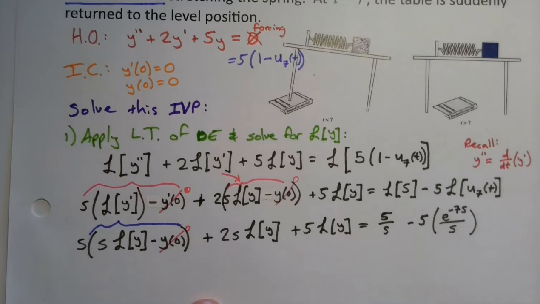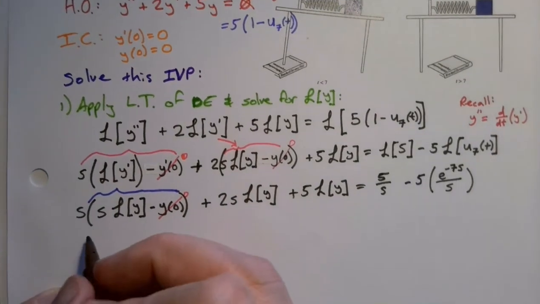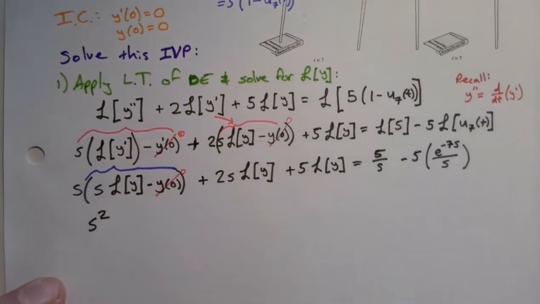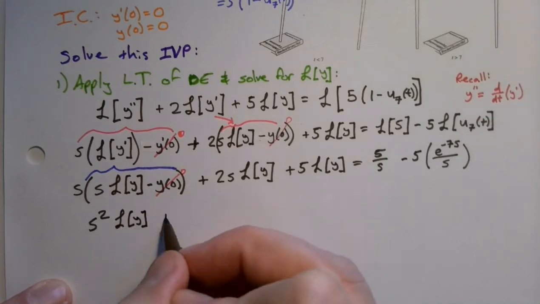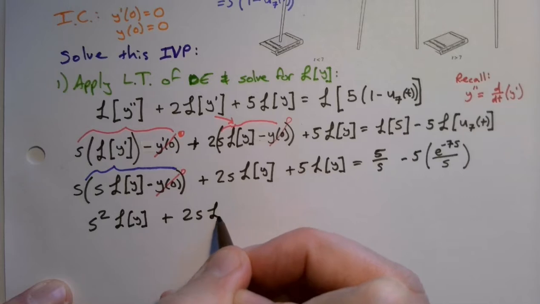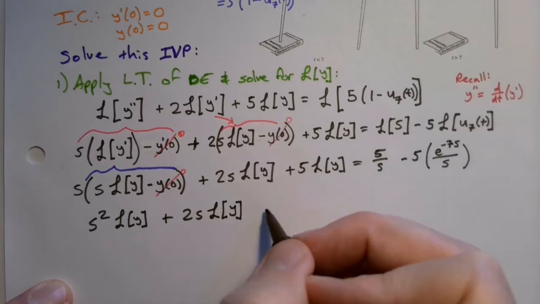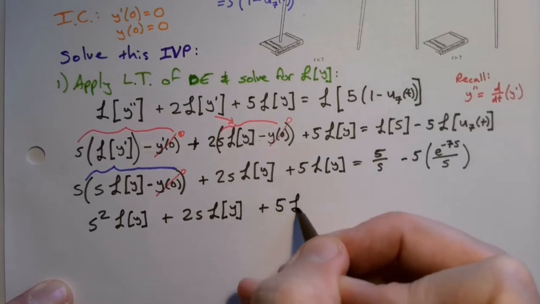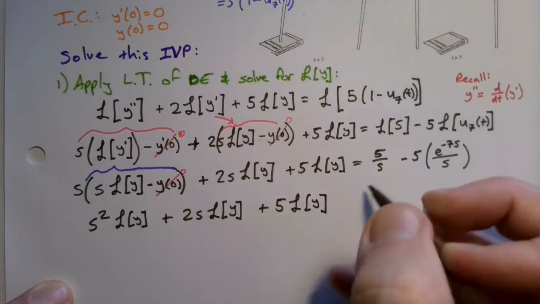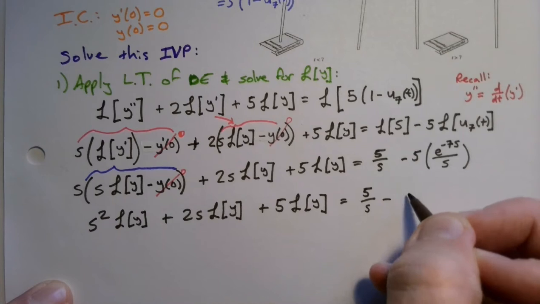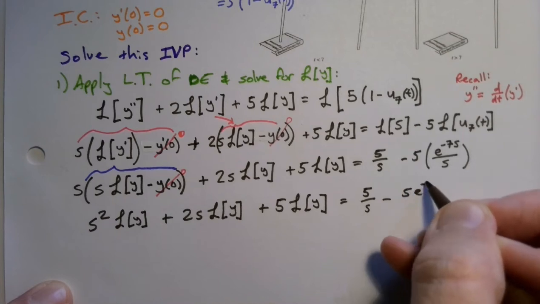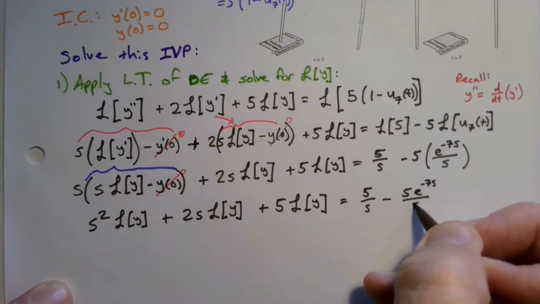And so continuing, we wind up with s squared times the Laplace transform of y plus 2s times the Laplace transform of y plus 5 times the Laplace transform of y. And that's going to be equal to 5 over s minus 5 e to the minus 7s over s.